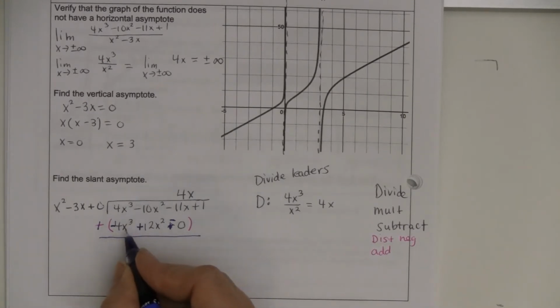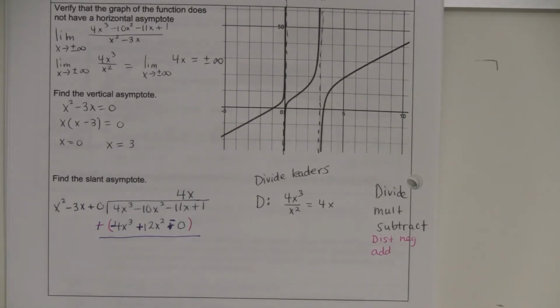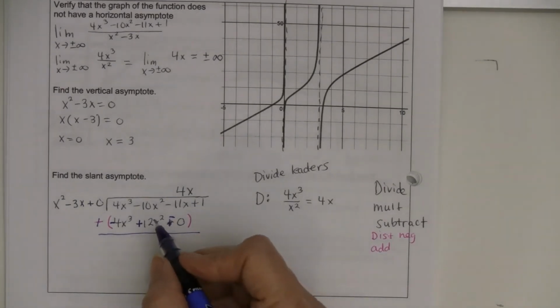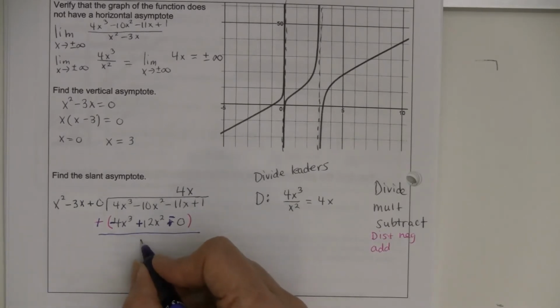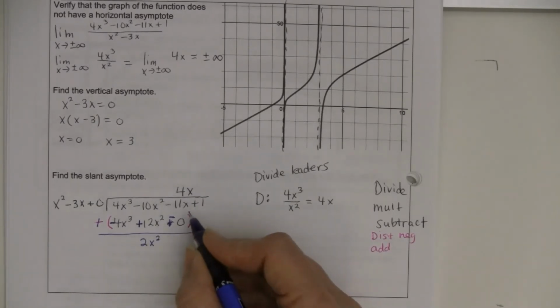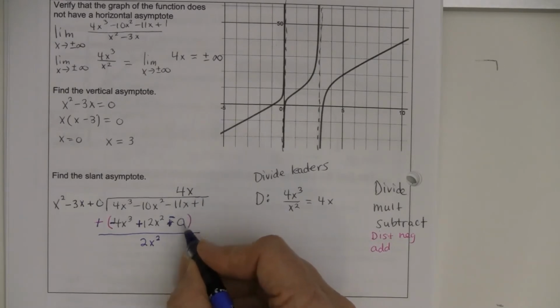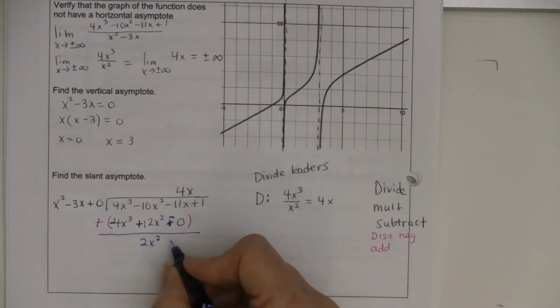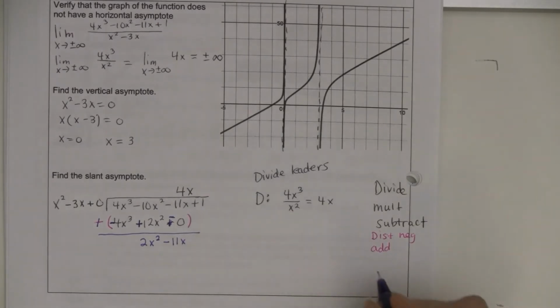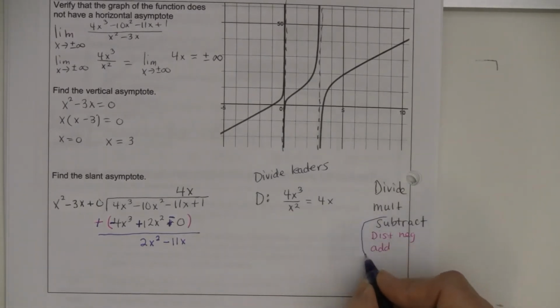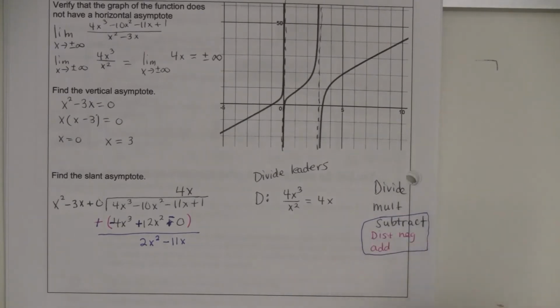So 4x to the third minus 4x to the third is 0. If you didn't get 0 on your leader there, then you have made a mistake. And then what you get is what you get. And so I'm going to have here minus 10x squared plus 12x squared is 2x squared. And then negative 11x minus 0, you notice how that made it fit there, and makes negative 11x. Zero is like terms with everyone. And then plus 1. And that plus 1 is going to be the next step. So subtract was really distribute the negative and then add.